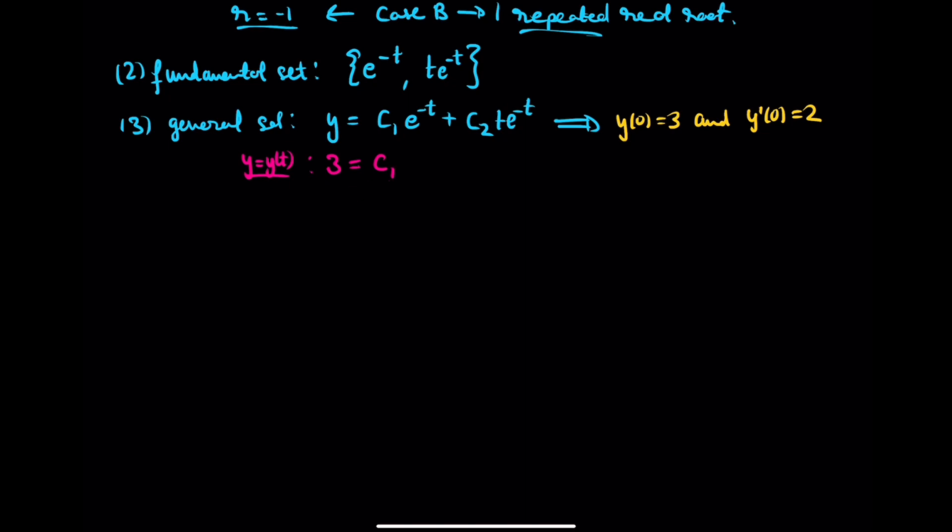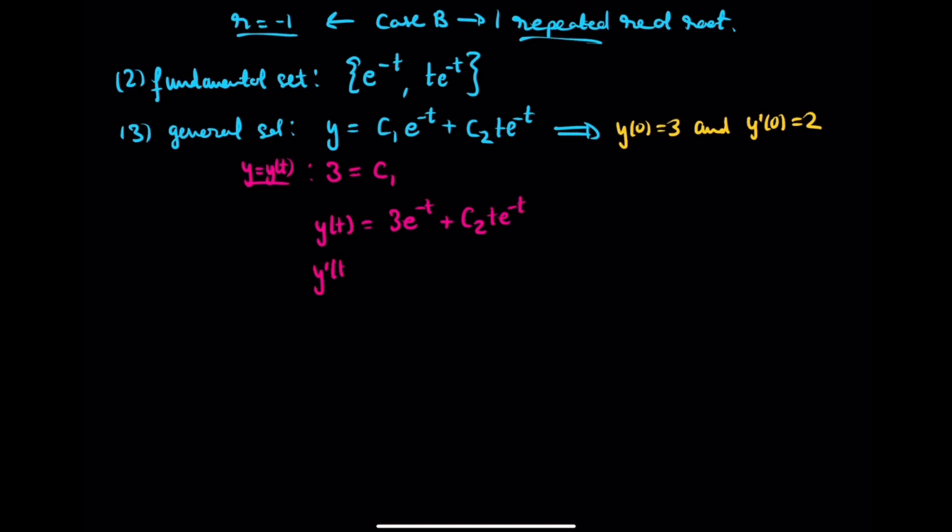And then now we know that y(t) is 3e to the minus t plus c2 t e to the minus t. And so the derivative y prime(t) equals minus 3e to the minus t, and then we do a product rule here, so c2 e to the minus t plus c2 t e to the minus t times minus 1, and this minus 1 I'm just going to write here. Okay, that's your y prime.